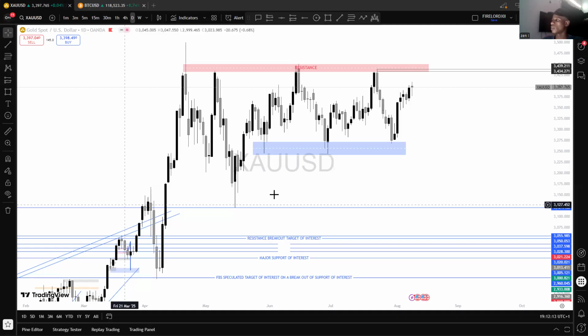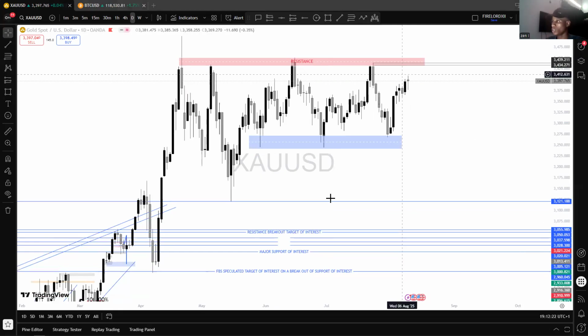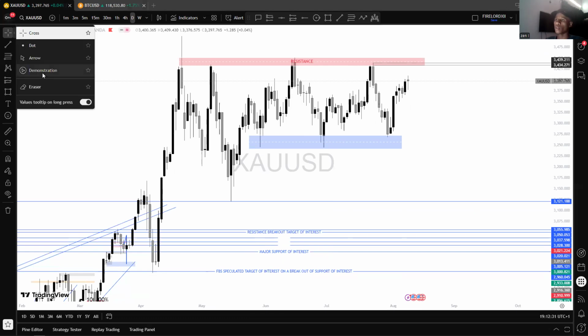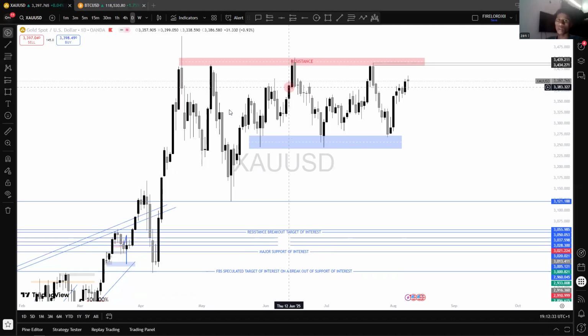All right. Like I was pointing out earlier, gold is currently in the range. Even on the daily time frame, it's currently in a range. As you can see, it taps this resistance and crashes here. So gold is currently in the range, right? It has been traversing between this resistance and this support.